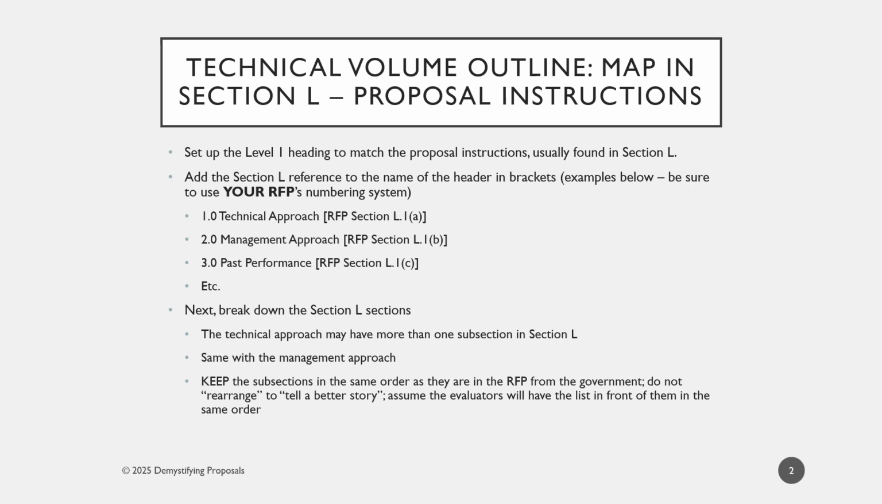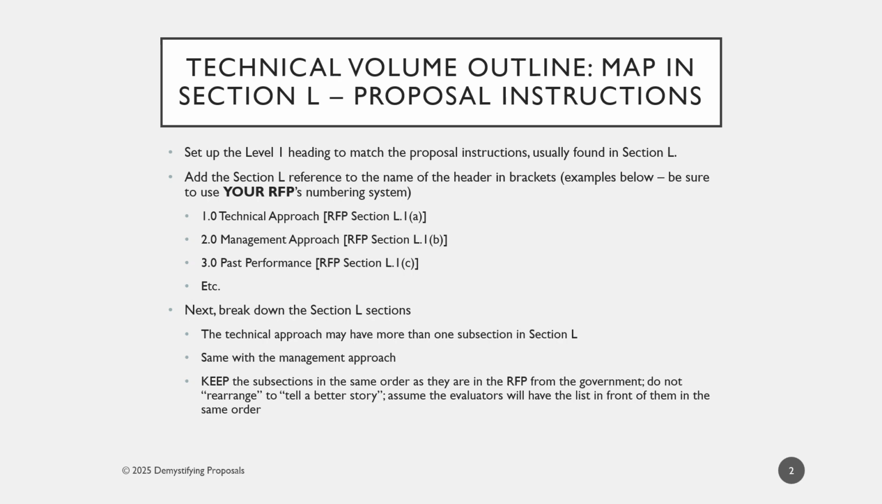Now, if they don't use A, if it's just bullets, then just leave it at section L1. What you're trying to do here is guide the evaluators to understand exactly what information is going to be in that section. So technical approach is going to have all of the information that they've asked you to provide in RFP section L1A.